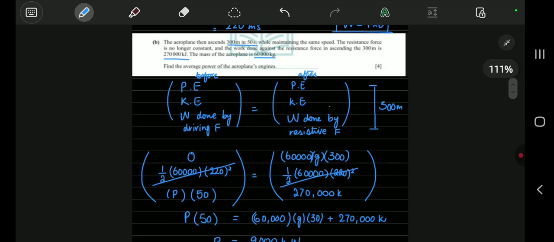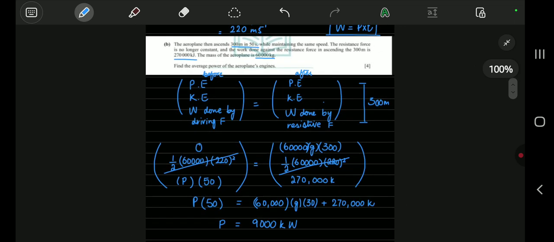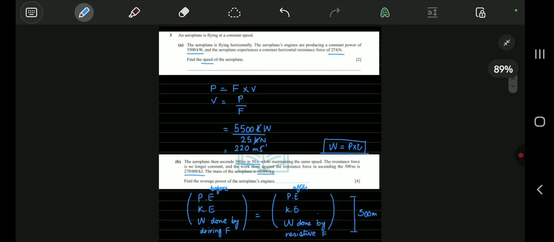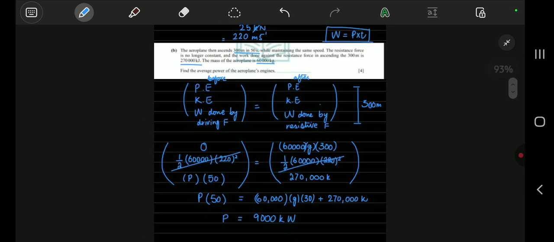Okay. I hope you understand this question. This is part A and this is part B.